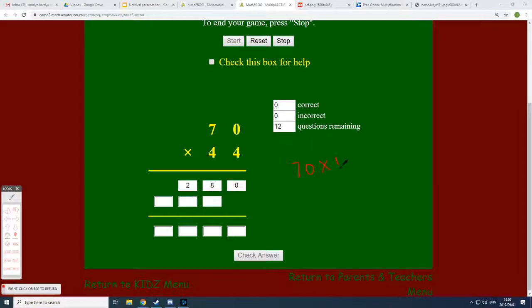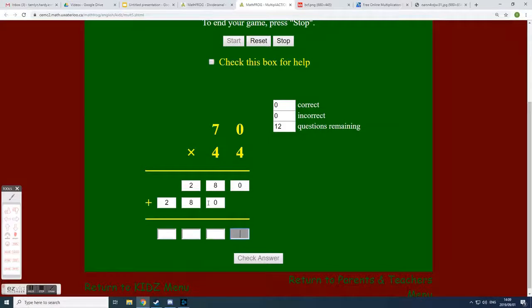70 times 40, I cover the zeros. Okay, and I think to myself, what is 7 times 4? 7, 14, 21, it's 28. Okay, and then those zeros that I covered, I bring back in on the action. So here our answer is going to be 2,800. The reason why I didn't put the other zero here, I mean, you can if you want to, it's just that it doesn't make a difference. It doesn't add anything, so that's why they didn't include it there.